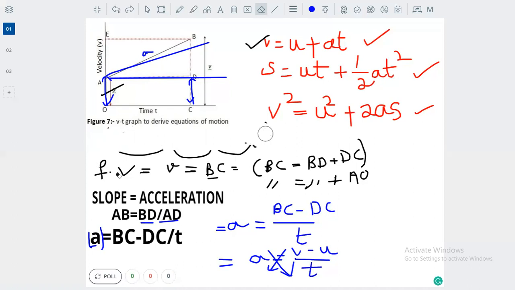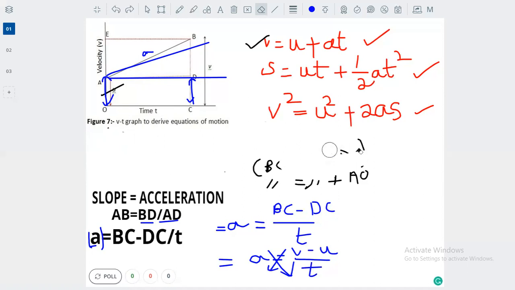Each and every equation is going to be derived through this graph only. So you remember this graph, how to do it. This graph is very important. Through this graph, you're going to get all these three equations in a very easy way. You need not practice at all. You just need to practice the graph.